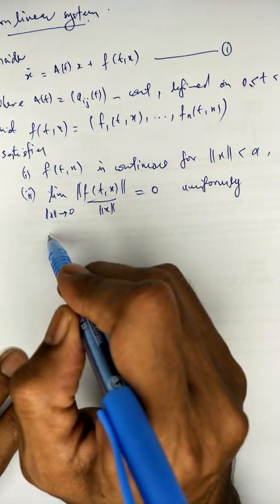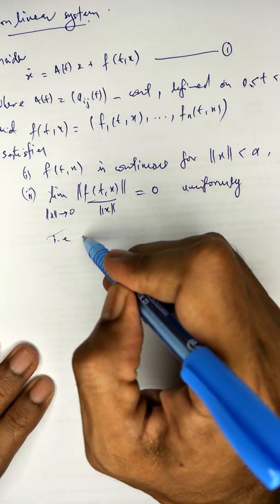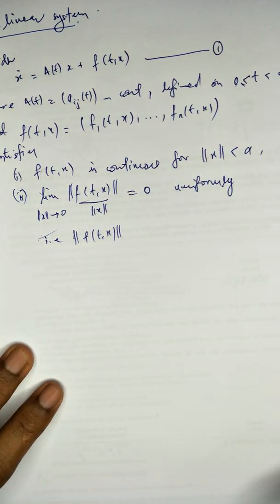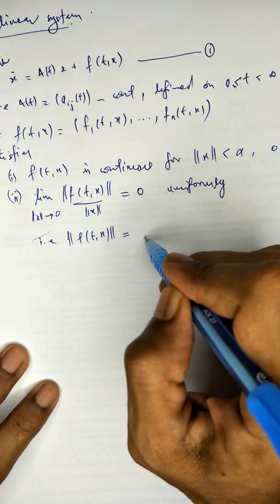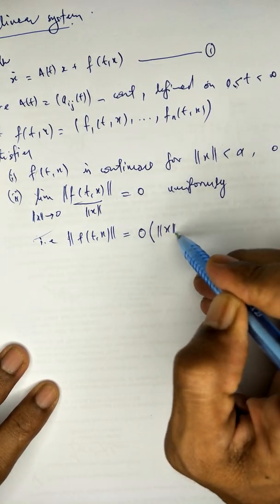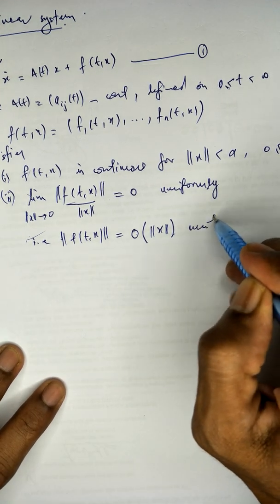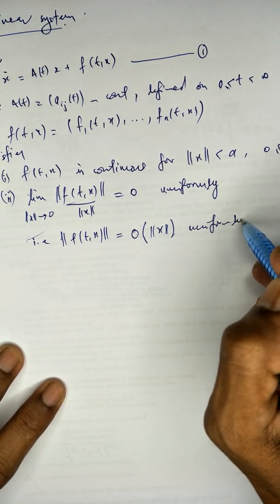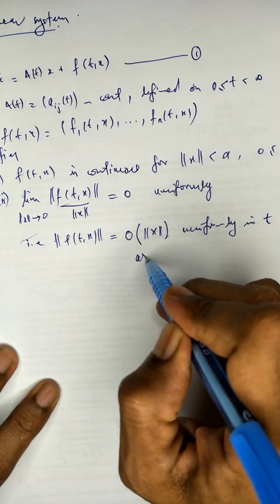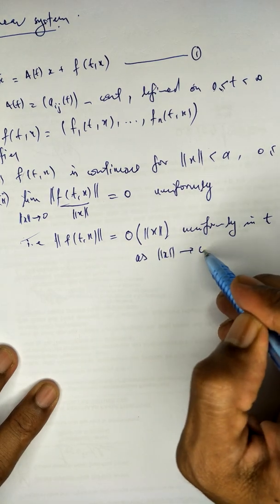That is, for condition number 2, we can write that the norm of f(t, x) is of order norm of x, uniformly in t as the norm of x approaches 0.